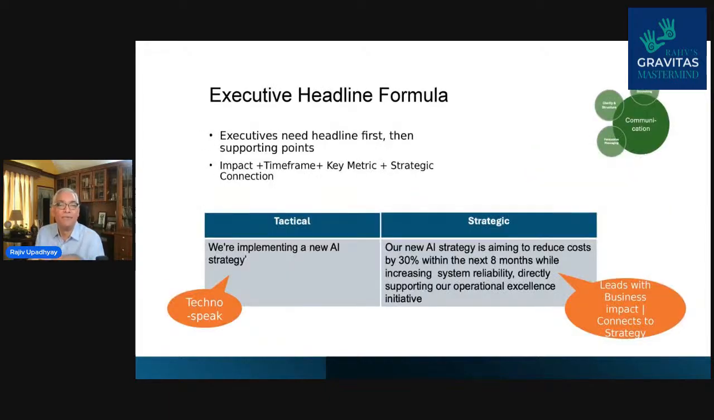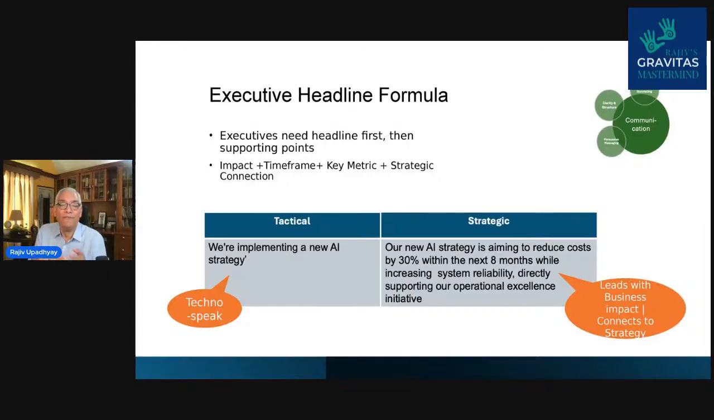Now, here's an example which I call the executive headline formula. What is the executive headline formula? It is the way that executives like to consume their information. So if we were to put it in technical speak, it is more like, we're implementing an AI strategy. That's a lot of technobabble, right? Because you are from the IT industry, you will probably understand a little bit, but somebody who doesn't understand IT, this is all Greek and Latin to them.